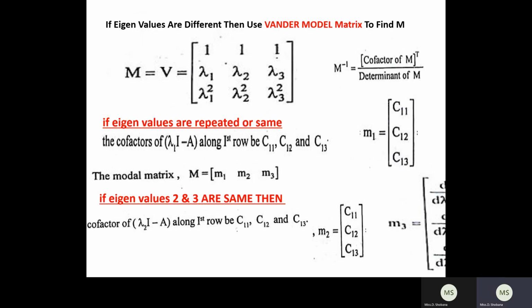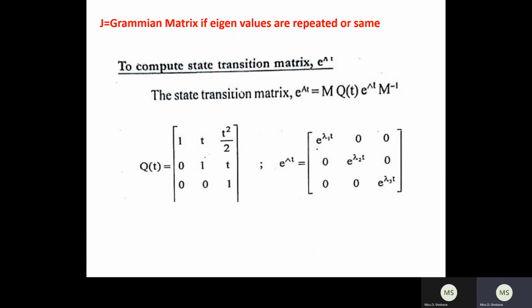So these are simple formulas which will be used in the process of determining observability and controllability. The state transition matrix is M e to the power of Jt M inverse. This is the computation for the state transition matrix. So these are the various important things, and then we will take problems and discuss.